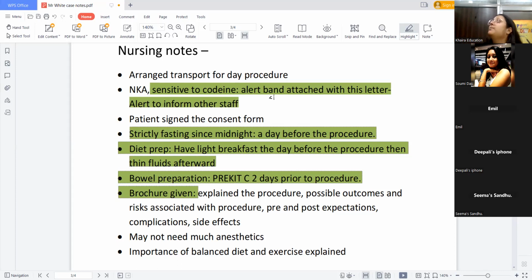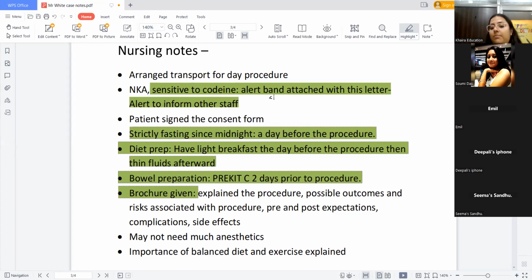Then the third factor, strictly fasting since midnight and diet preparation. So your writing task mentions that you have to give the information about the nursing management that you provided to the patient. So this was included in the nursing management that you provided to the patient. So it's very relevant. Bowel preparation, pre-kit C2. This is again very relevant. You have helped the patient with this. And you have also given a brochure to the patient with all the details.